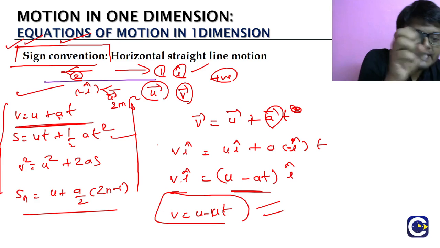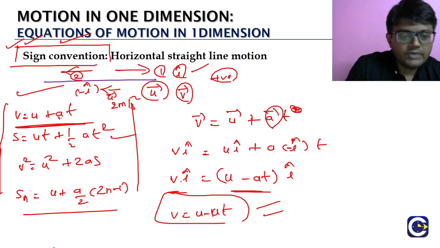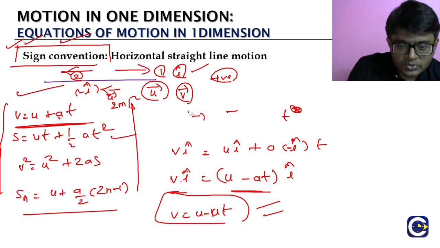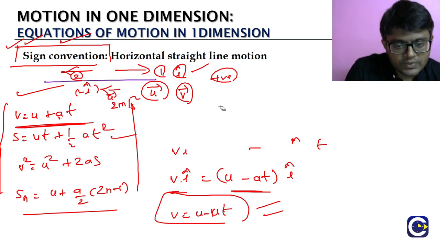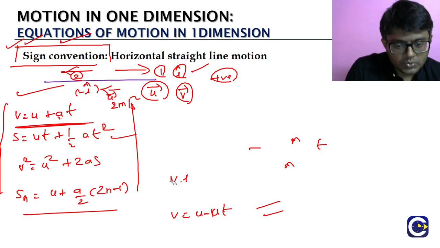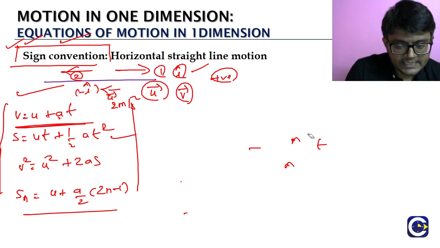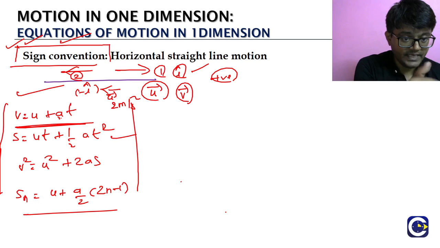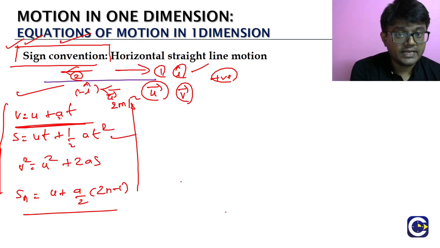So we are going to use the equations as they are. V is equal to u plus at, s is equal to ut plus half at square, v square is equal to u square plus 2as, and Sn is equal to u plus a by 2 into 2n minus 1. We'll use the equations as they are. But the only thing is, the way we have seen, if a vector is in the opposite direction, then instead of i cap, we'll get minus i cap. So we have to substitute that particular value with its negative value.